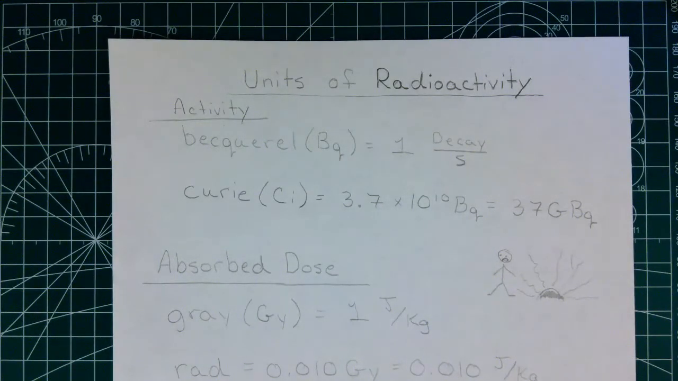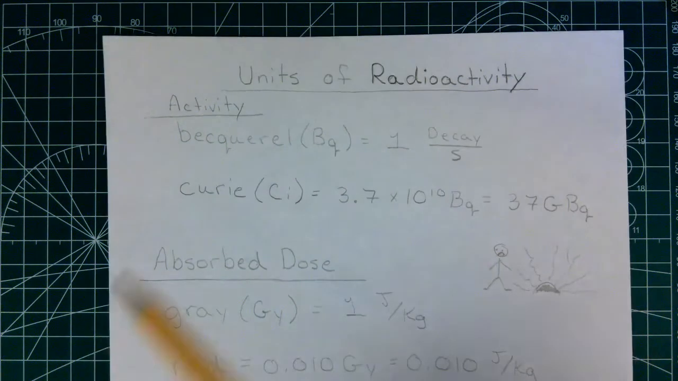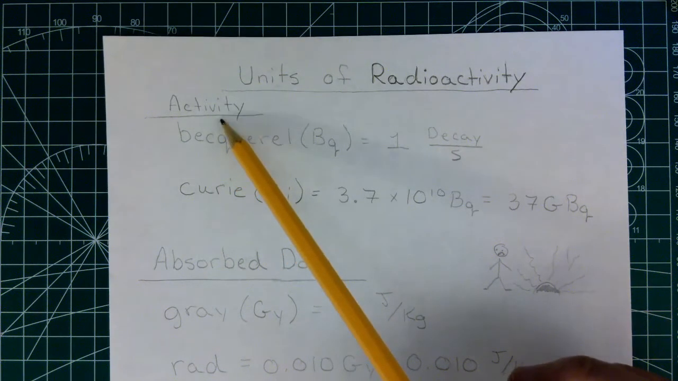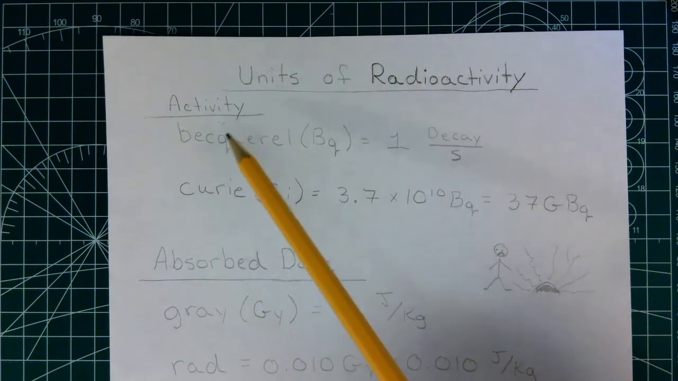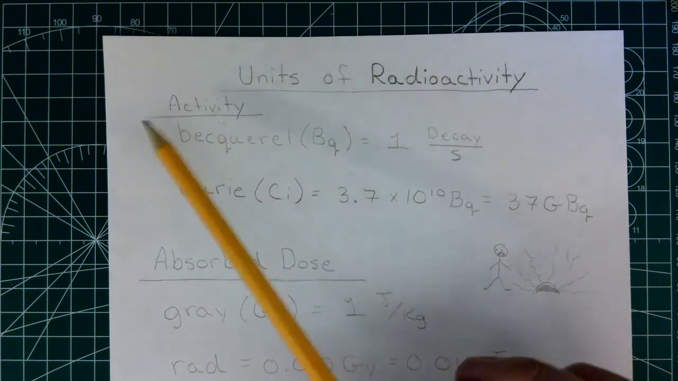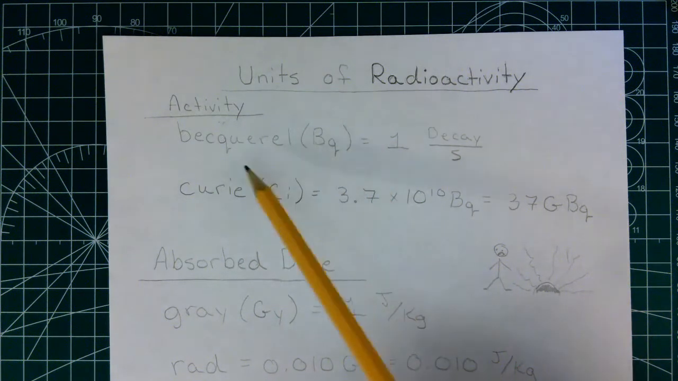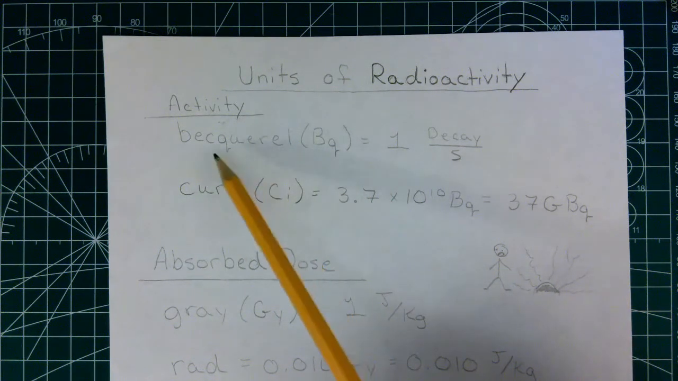So before we move on, I want to take the opportunity to talk a little bit about the units of radioactivity and what it is that we're trying to measure. So the first thing that we'll measure about radioactivity is the activity. This is basically how radioactive is a substance. And it's a rate. So the standard unit in SI is called the becquerel.